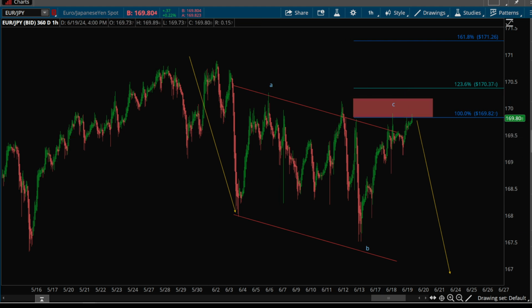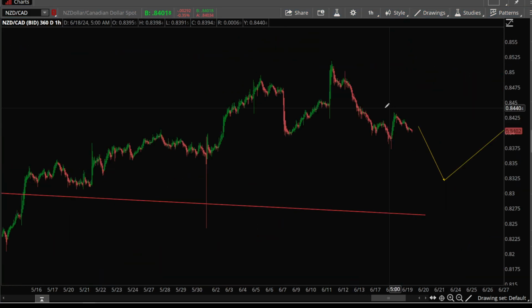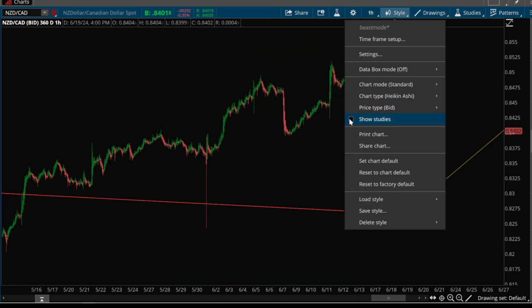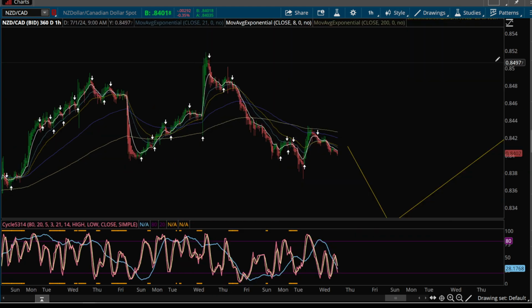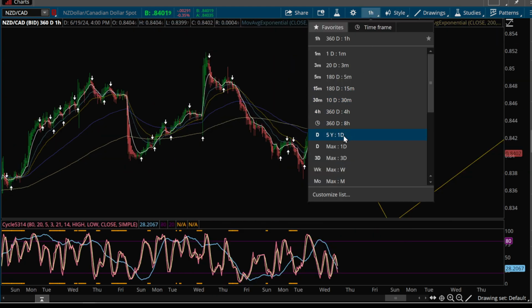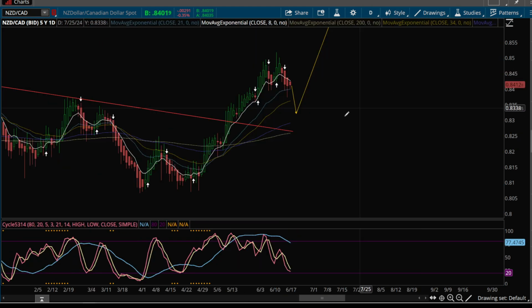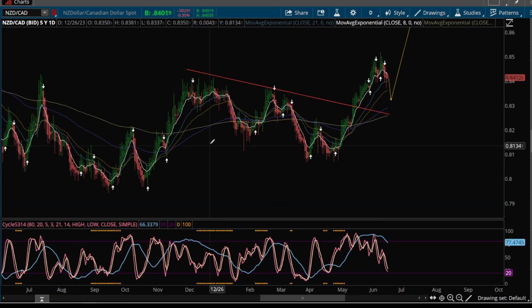All right, so that should pretty much do it. I mean, we got good trades on deck. Let's go to NZD CAD, right? Because NZD CAD is pulling back on the daily chart. All right, so we're pulling back on the daily chart. This is the first pullback after the break of structure.